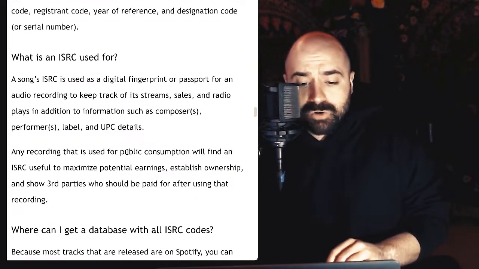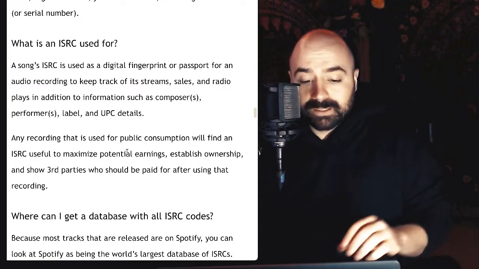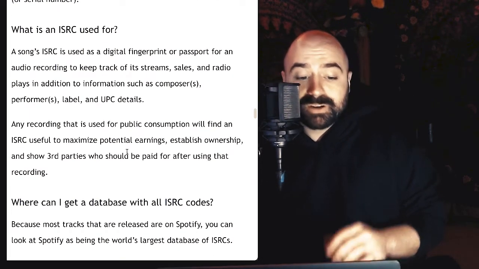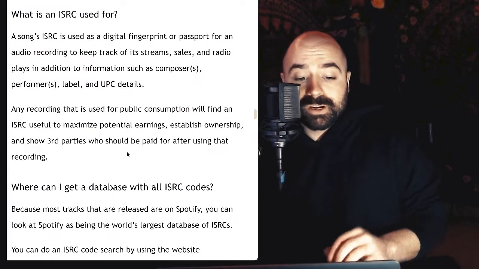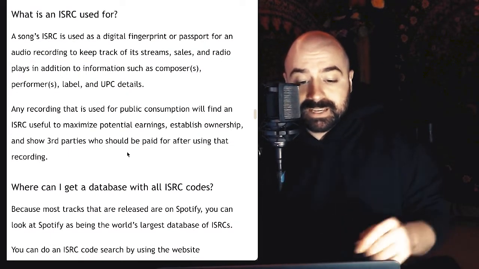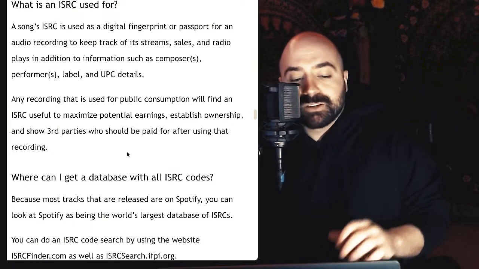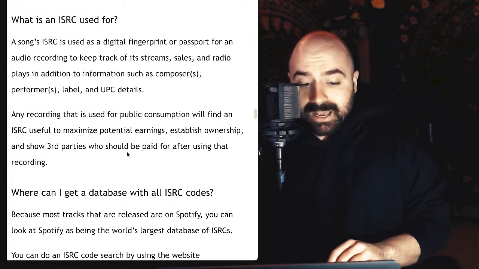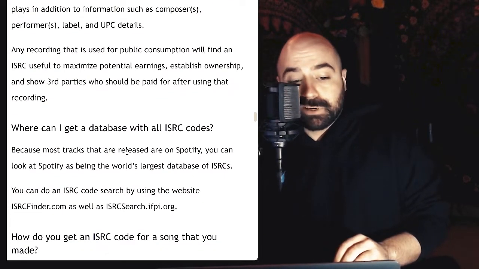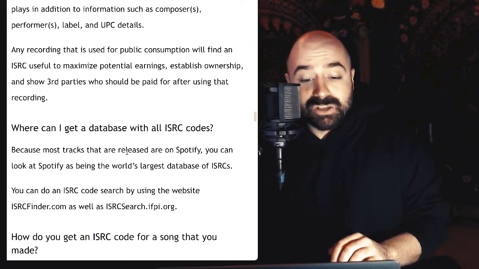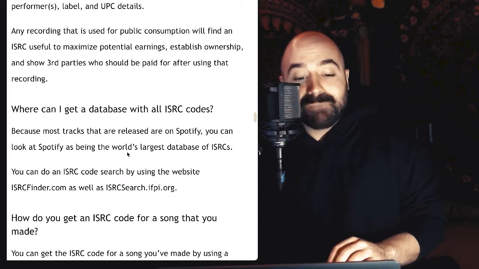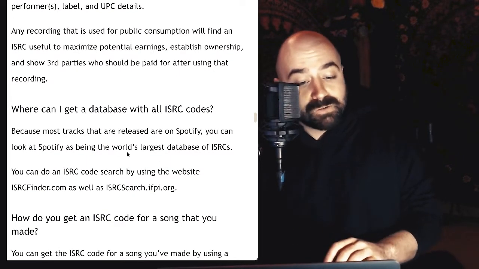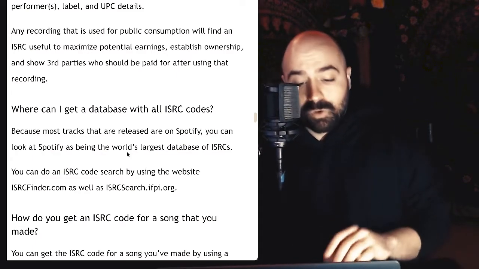An ISRC code is used for a couple different things. Basically, a song's ISRC is used as a digital fingerprint or passport for an audio recording to keep track of its streams, sales, and radio plays, in addition to information such as composer, performers, label, and UPC details. Any recording that is used for public consumption will find an ISRC useful to maximize potential earnings, establish ownership, and show third parties who should be paid for using that recording.